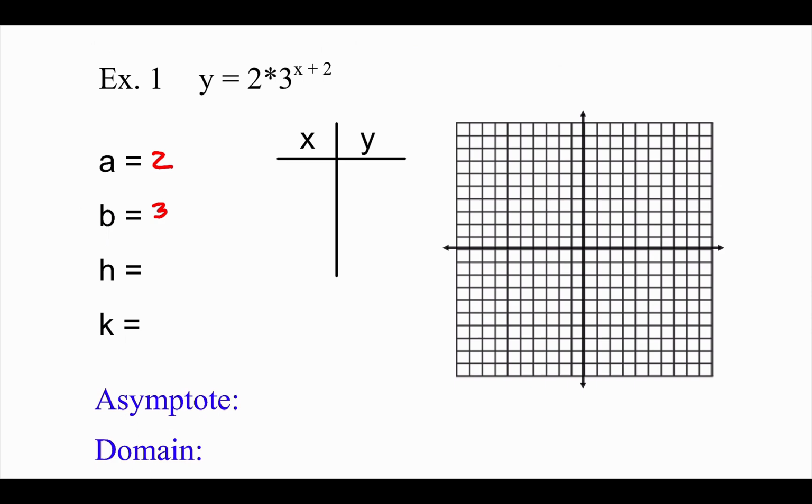Okay? How about H? What's my horizontal shift based on the equation? 2. Close. Nope. -2. There you go. Thank you. Remember, the horizontal shift is the opposite of what it looks like. Since it's x plus 2, it's actually going to the left 2 spots. So h is negative 2. Okay?